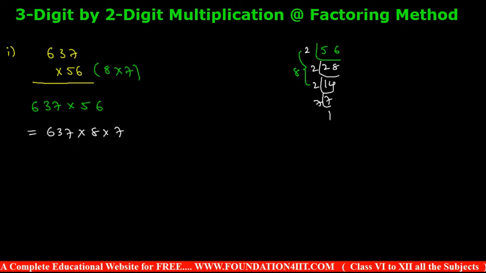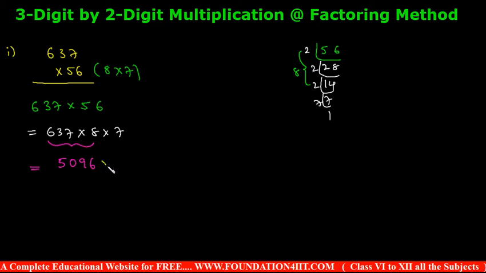So what we can do, first we multiply with 8. First this part we will simplify. You are already perfect with 3-digit number multiplication with a single digit by splitting in different ways. So you can multiply with 8, keep the carrying in mind and do it orally. You will get 5096.